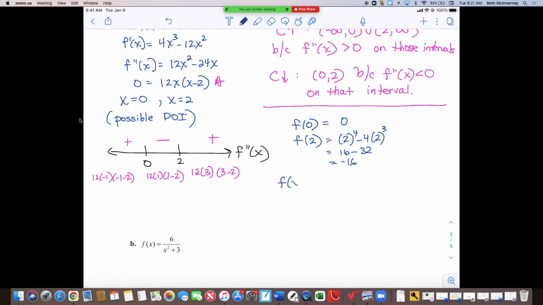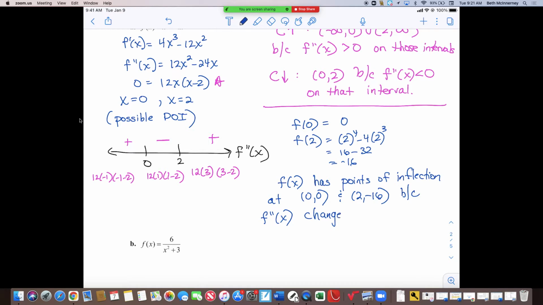So then I'm going to say f of x has points of inflection, and you can use POI, at (0, 0) and (2, negative 16), because f double prime of x changes signs at x equals 0 and x equals 2. So do you see how I'm justifying and explaining? Trying to be super, super clear.